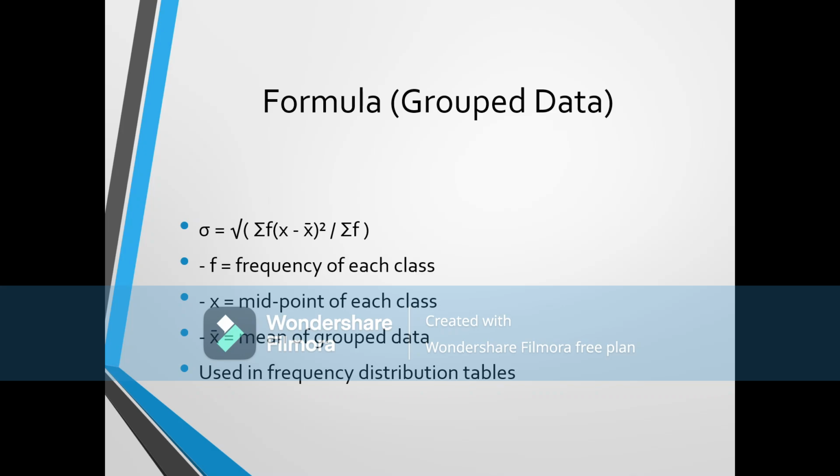For grouped data, like a frequency table, we slightly modify the formula. We also consider how many times a value appears. That's called frequency. So we use a weighted approach, multiplying each deviation by its frequency. The concept remains the same. It's just applied smarter.